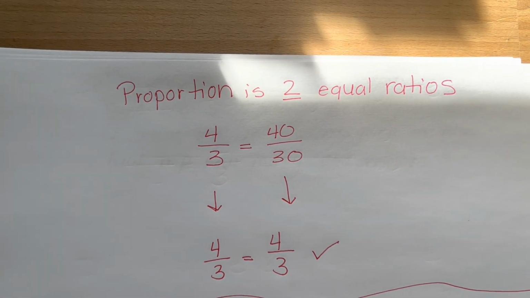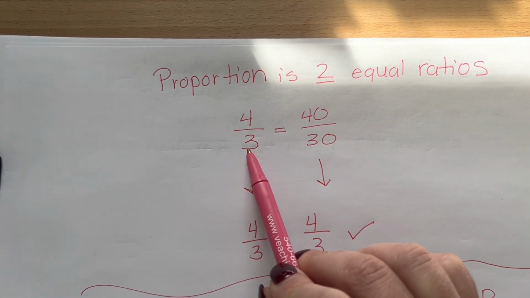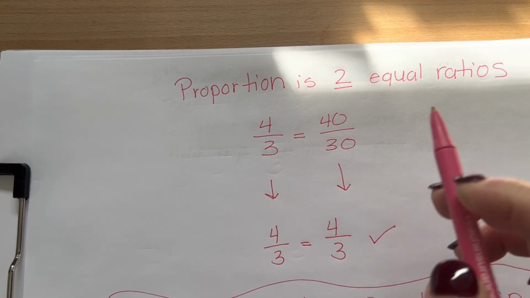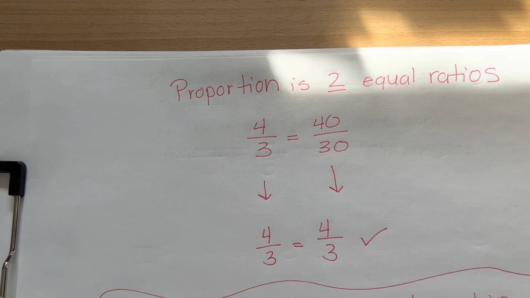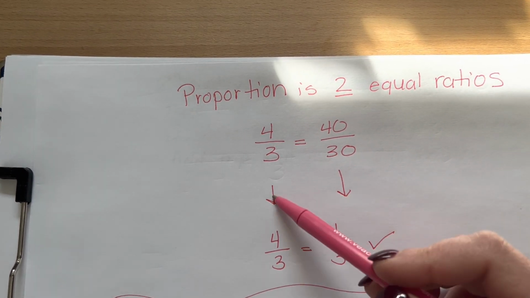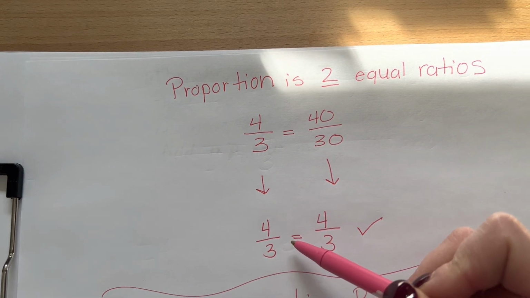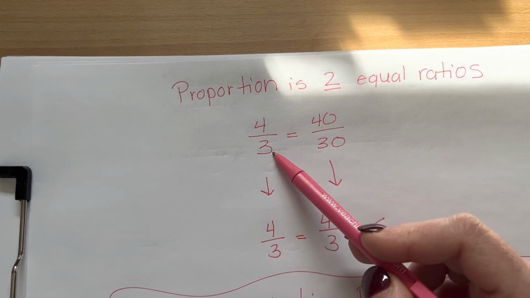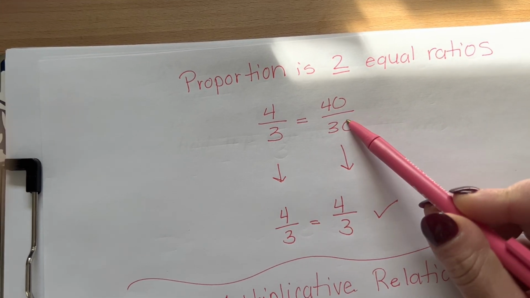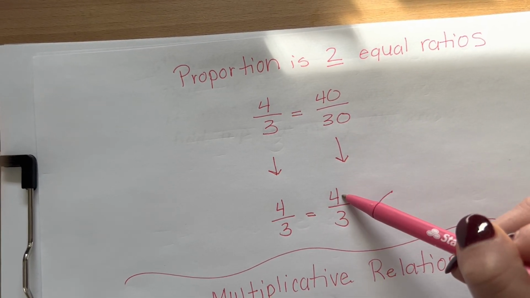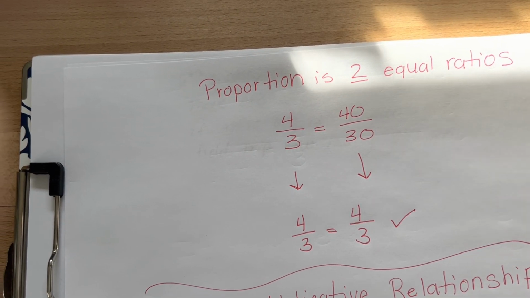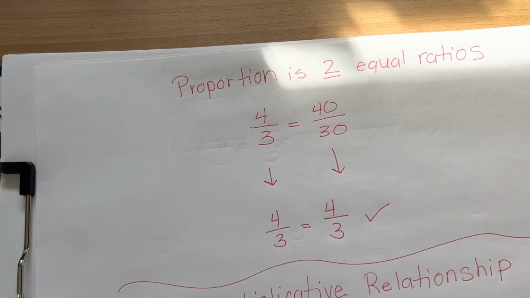How do I know, though, if I have two ratios, that they form a proportion? So one way to tell is if you can simplify the two numbers or the two fractions or two ratios, and they equal the same thing. So 4/3 is already in simplest form, which is 4/3. 40/30 simplifies to 4/3. And since they equal the same thing, they are considered a proportion.